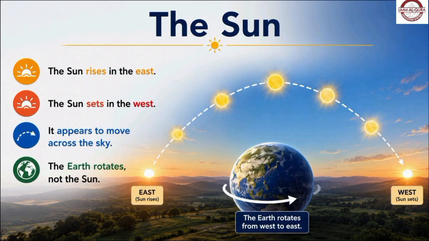The sun rises in the east each morning. It seems to move across the sky during the day. The sun sets in the west each evening. The sun appears to move from east to west each day.